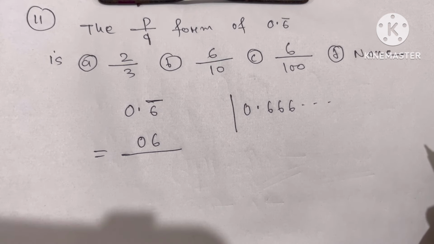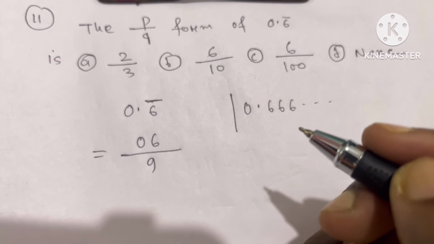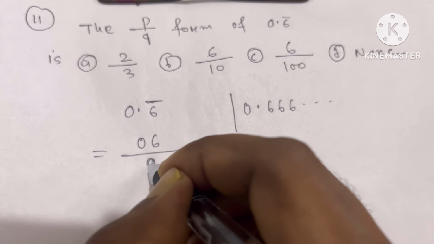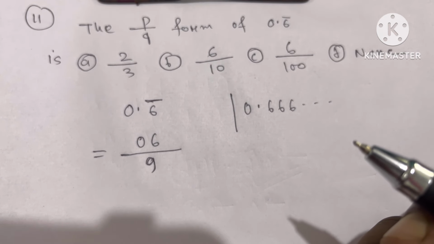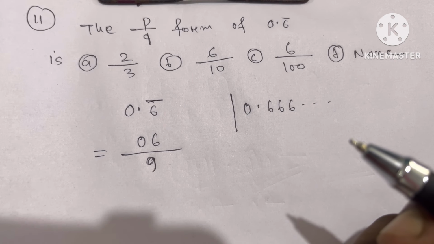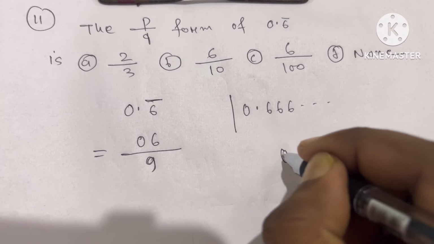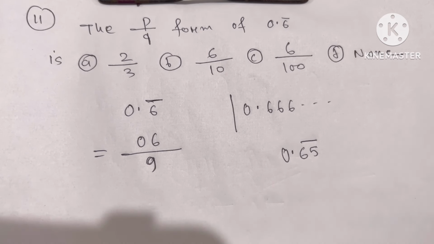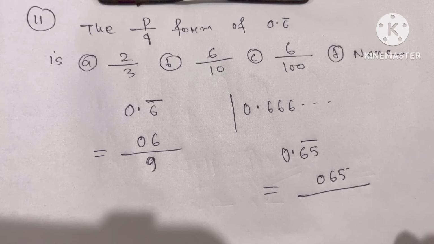So how many repeating digits are here? Only 1. So that's why in the denominator only one 9 comes. After the decimal, one repeating digit means only one 9 comes in the denominator. Why 9? Because the number of repeating digits is 1. Another example: if the question is like 0.65 bar, then what comes in the numerator? 065. You remove the point and bar and write the same number in the numerator.